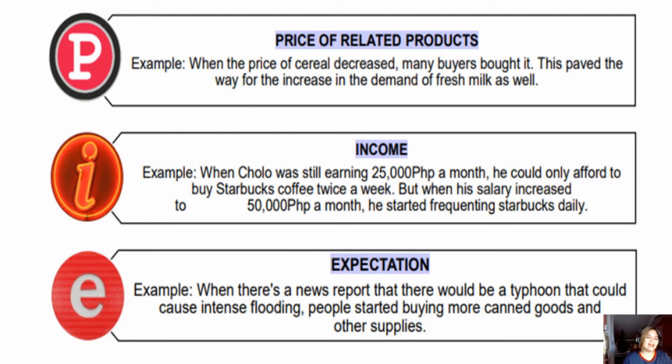And lastly, we have expectation. So let's say, for instance, in this case that we are experiencing right now, the pandemic with COVID. When the government announced that there would be a lockdown, a lot of people went to the groceries to buy more food supplies or anything that they would need for the lockdown. Because people were expecting that there might be a shortage of supply, therefore they have to buy before those supplies are gone. So that is expectation.